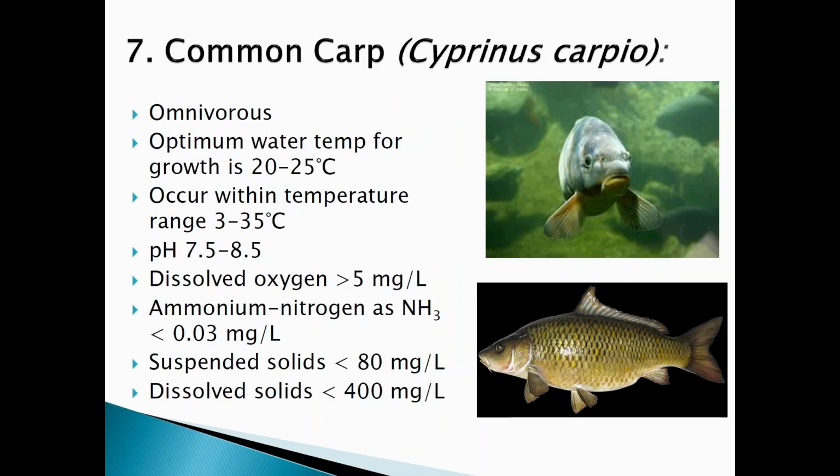Next up we have the common carp, which is a freshwater fish. It has optimum water temperatures between 20 and 25 degrees Celsius and has maximum limits of 3 to 35 degrees, but you'd ideally want to be in 20 to 25 degree waters. It has certain pH levels and other information that would be very specific depending on the type of fish that you choose.